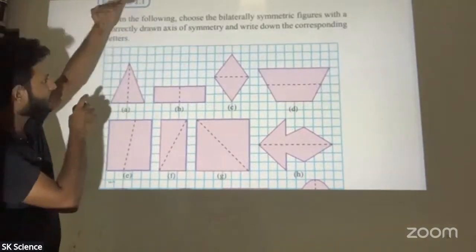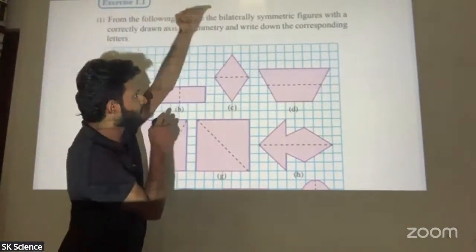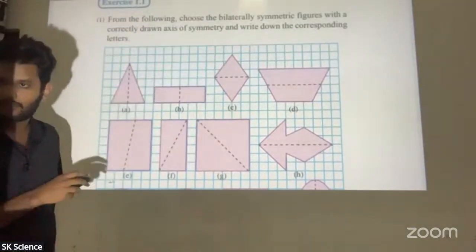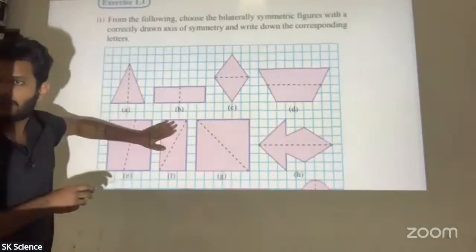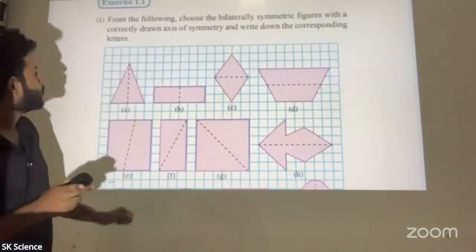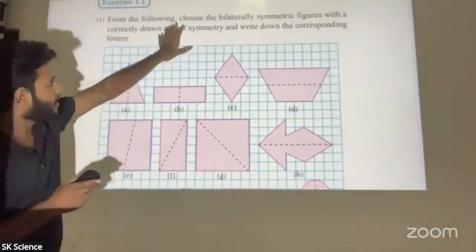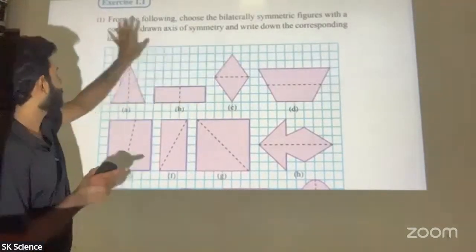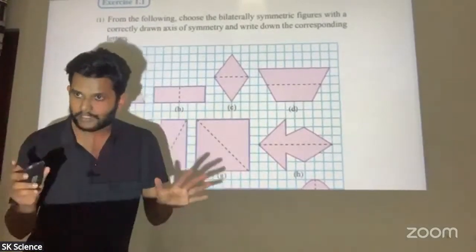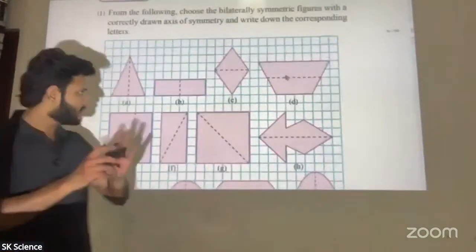So they ask you to choose the bilaterally symmetric figures with the correctly drawn axis of symmetry. This is a bilaterally symmetric figure, but this is not the correct axis. Understood? Then you have to write down the corresponding letters. Can you do that? Before that, let's discuss this part.